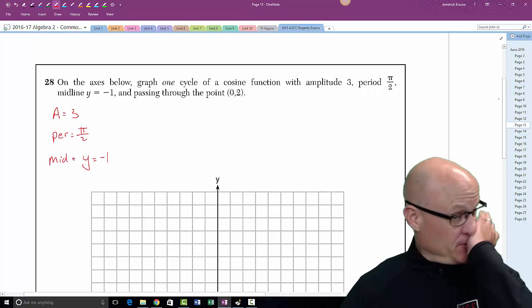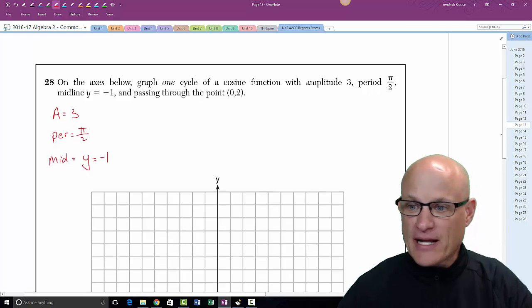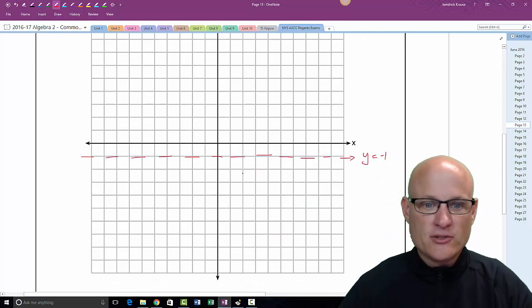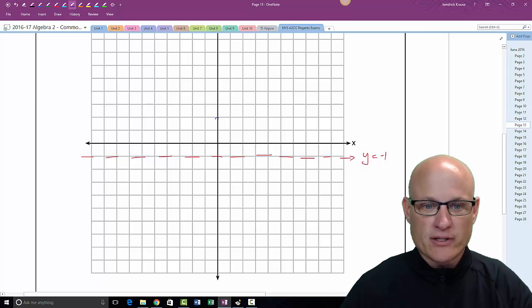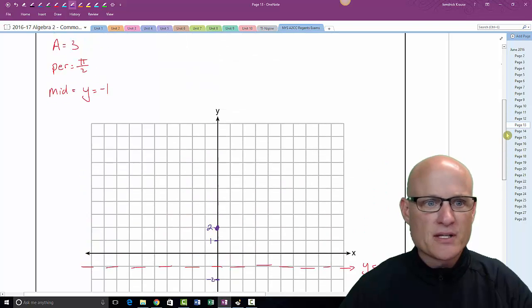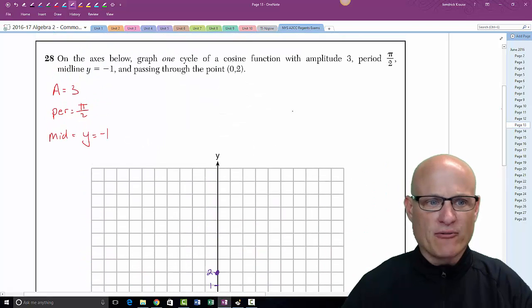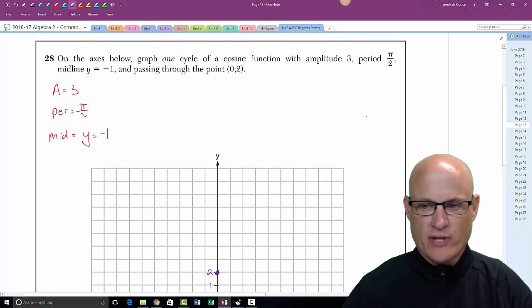Oh, it passes through the point (0, 2). So we better plot the point (0, 2). I'm going to do that in a different color. We'll do that in purple. (0, 2) is right there. Probably need a scale here. 1, negative 2. That gives my scale. There's 2. There, it's going to the point (0, 2). And it's a cosine function that's going to go through that point.